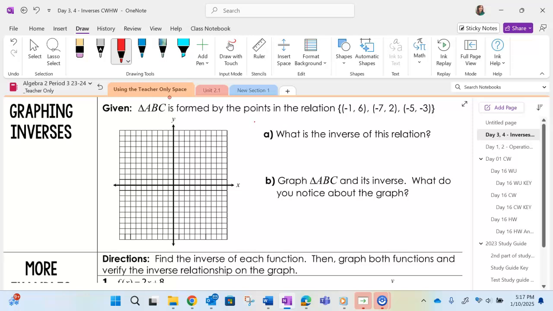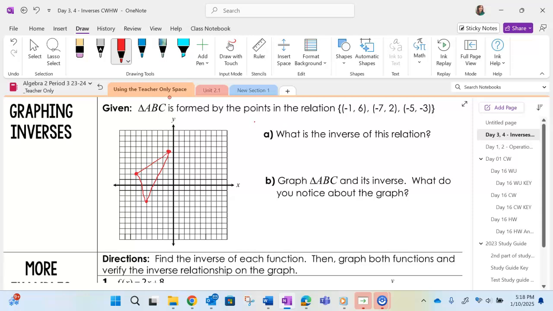-1, 1, 2, 3, 4, 5, 6. Here's that point. -7, 1, 2, 3, 4, 5, 6, 7, and up 2. There's that one. And -5, 1, 2, 3, 4, 5, down 3, 1, 2, 3. Here's this one. And I'm going to connect these dots. And you can see we drew a triangle.